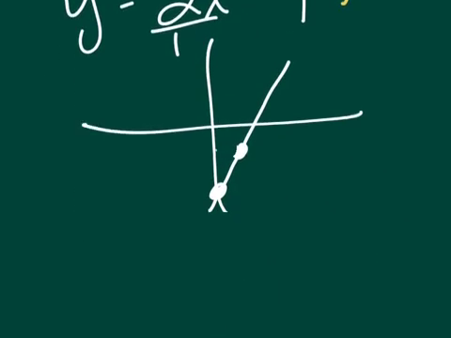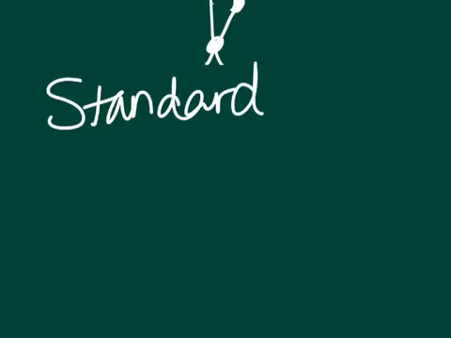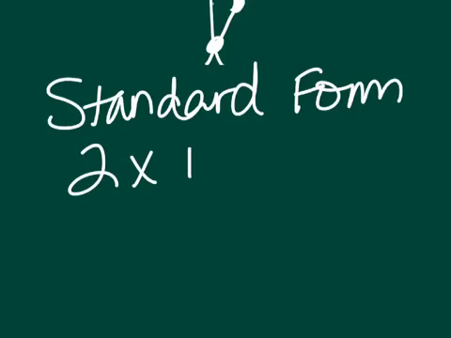So let's go now to, next one will be when things are graphed in standard form. We learned this on Thursday and Friday. So standard form is when both the x term and the y term are on the left-hand side and the constant is on the right-hand side.